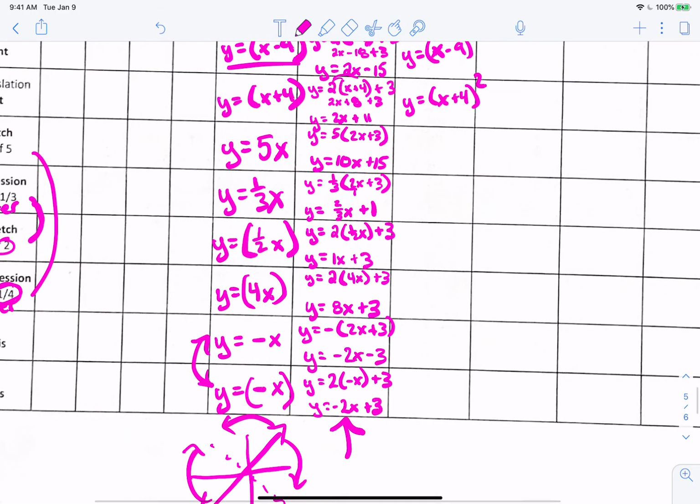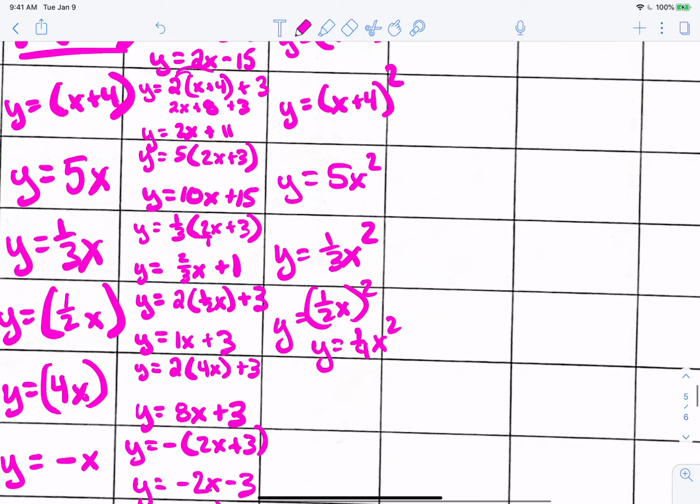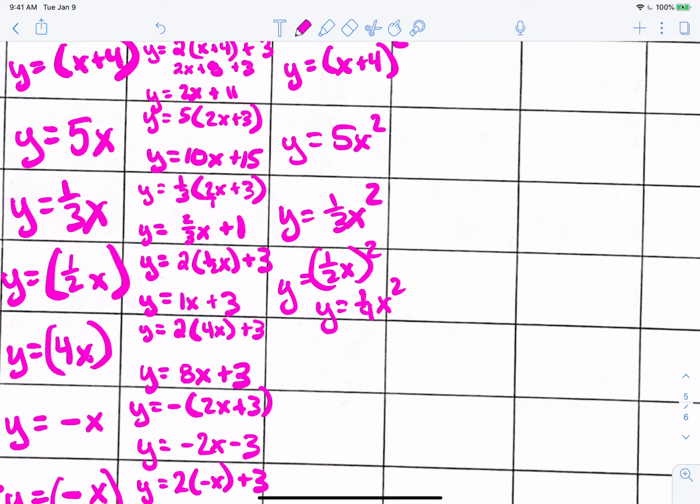I'm going to fill in the last column real quick. So this guy will be 5x squared, 1/3 x squared, 1/2 x squared, which is kind of like saying 1/4 x squared. Why are those two things the same thing? I'm going fast, sorry. If I take 1/2 x and I square that, 1/2 squared is 1/4, x squared is just x squared, so it's 1/4 x squared. Does that make sense?